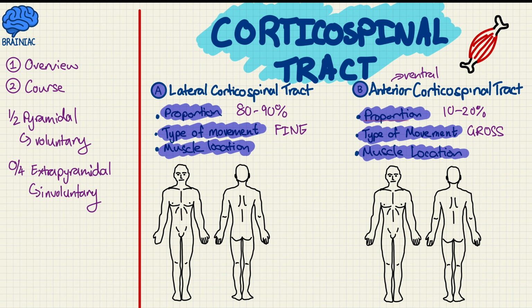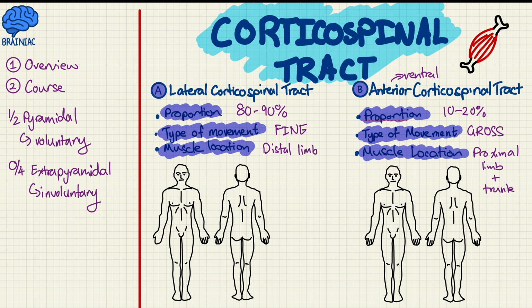So for example, let's look at the lateral tract. We want fine motor movement of, let's say, the fingers. So as a result, I want to innervate muscles of my forearms, muscles within my hands, all those muscles that give me movement of my fingers. And these are what we call distal limb muscles. Whereas with my anterior tract, because I want more gross motor movement, I will focus more on the proximal limb muscles, such as those of my shoulder, as well as muscles of the trunk.